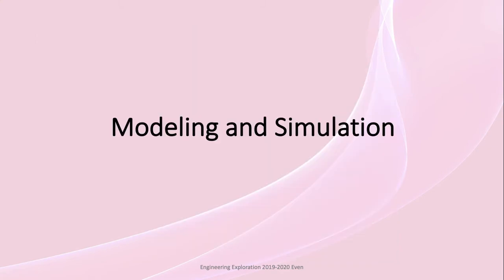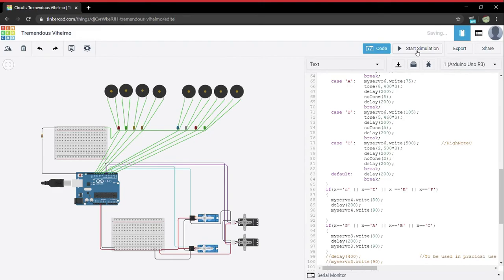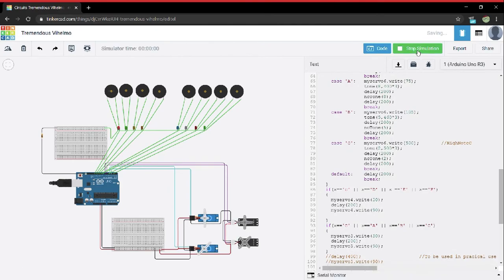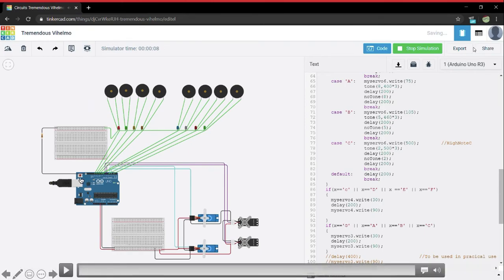Modeling and simulation. This is our Arduino Mega 2560. These are the breadboards, the toy servos that will be controlling the up and down movement of the mallets, and the metal servos which would be controlling the sideway movement of our mallets.